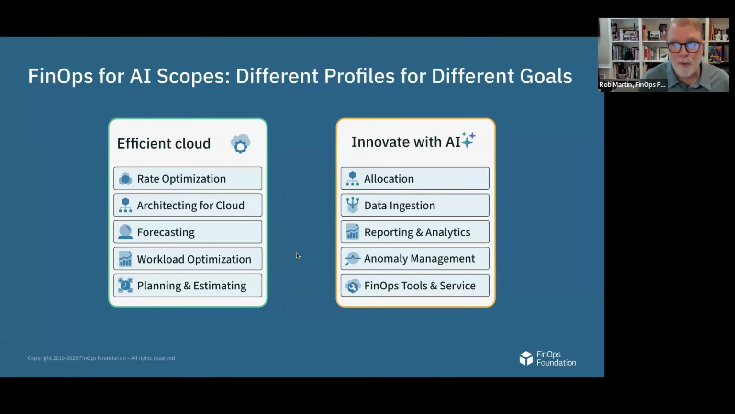Now, in expanding our FinOps practice, we also need to be thinking about where we are going to spend our time in AI as FinOps practitioners. In the State of FinOps survey for 2025, you reported to us that these Innovate for AI capabilities are what you're doing in your practice to understand your AI costs. Really getting to that first question, what are we spending on AI overall? Allocation, data ingestion, reporting and analytics, anomaly management, and some additional tools you probably need to understand your cost or present it well. Those are all in the understanding your cloud usage and cost area.